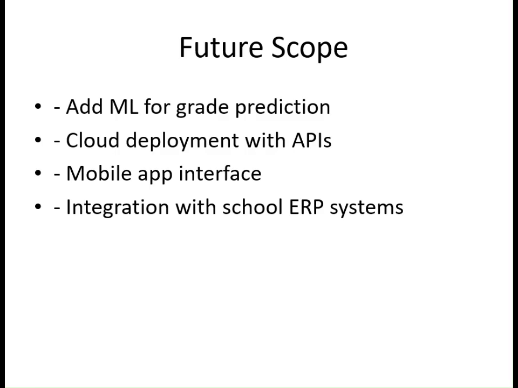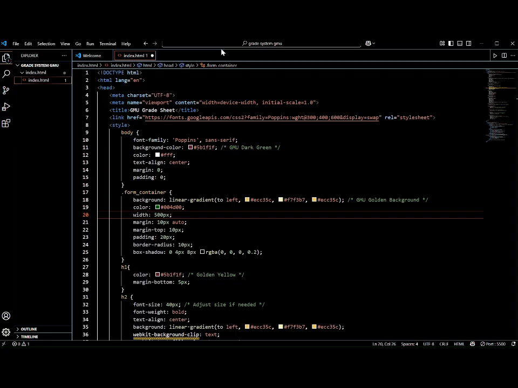Mobile app interface. Develop a mobile version for on-the-go access. Integration with school ERP system. Connect with existing enterprise resource planning systems used by schools for seamless workflow. Next slide will be continued by Harshita.